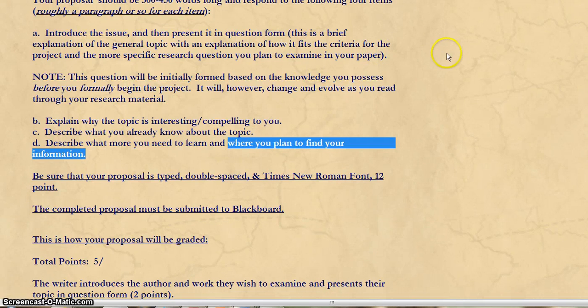So again, this is a fairly simple assignment. It does need to be in MLA format. It does need to be typed, double-spaced, and in Times New Roman font. This completed proposal will be submitted to Blackboard.